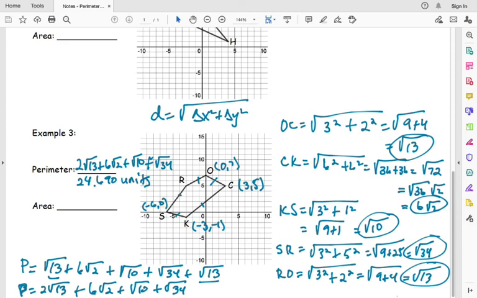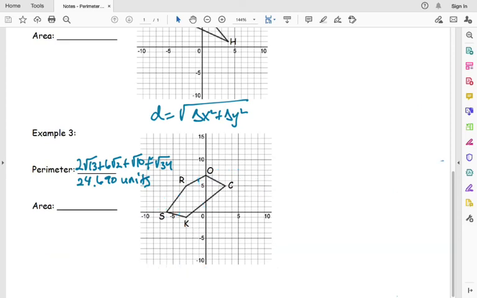All right, let's find the area. I'm going to erase this. Okay, to find the area, I'm going to draw a rectangle around this shape. And I'm going to do the area of the rectangle minus the area of triangle 1, minus the area of triangle 2, minus the area of this triangle 3, and minus the area of this triangle 4.